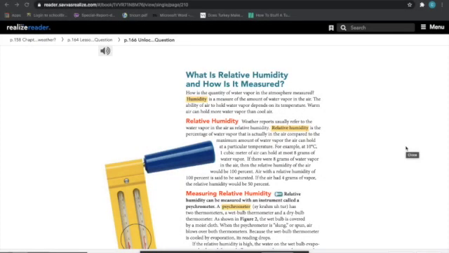All right, last but not least, let's talk about humidity. What is relative humidity and how is it measured? How is the quantity of water vapor in the atmosphere measured? Humidity is a measure of the amount of water vapor in the air, and it's probably a word that you guys have heard throughout your whole lives. The ability of air to hold water vapor depends on its temperature. Warm air can hold more water vapor than cool air.